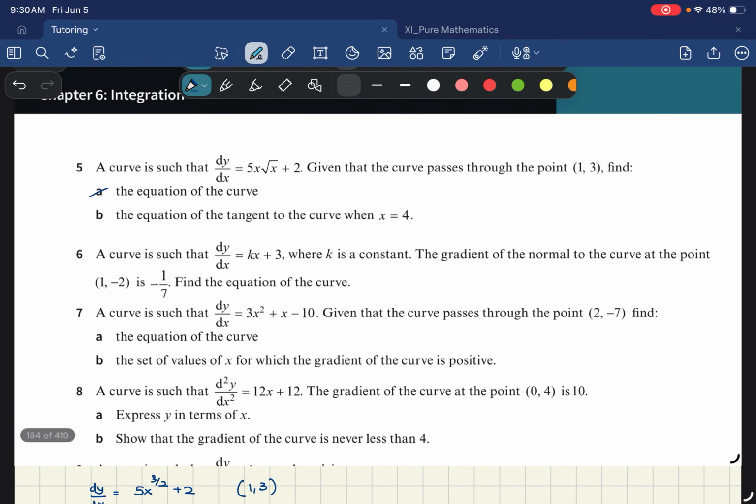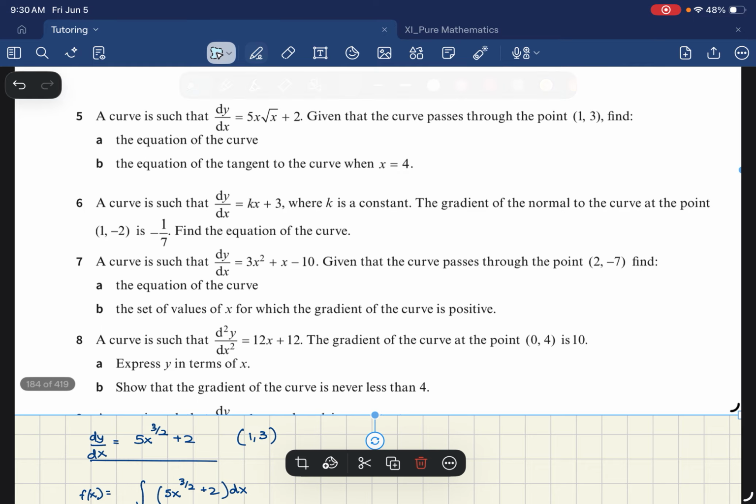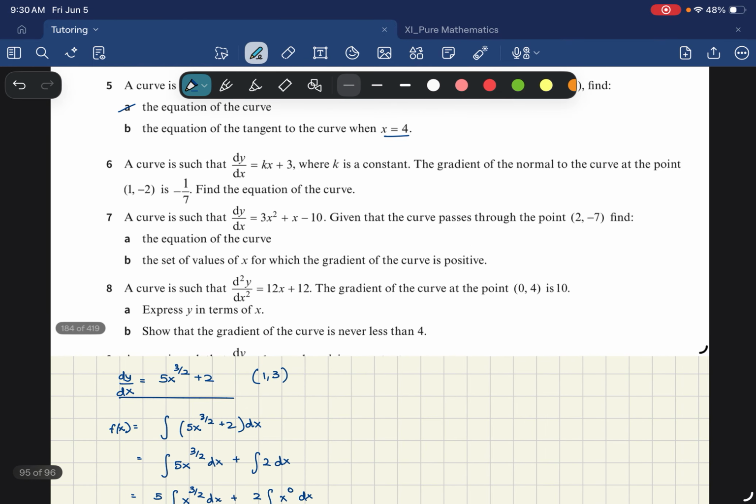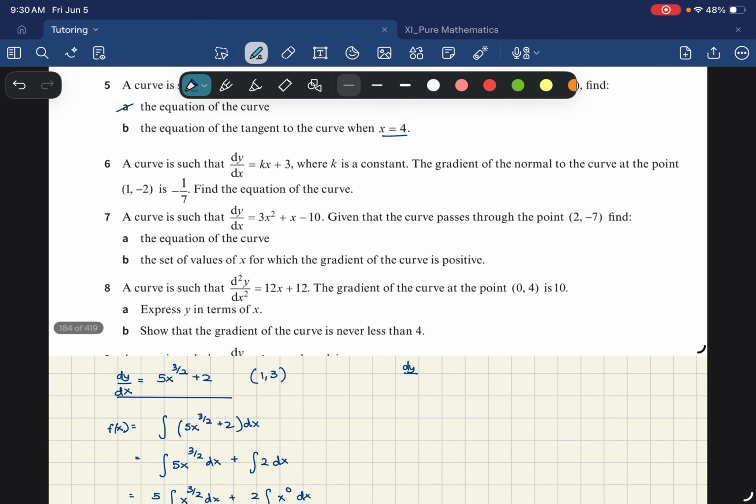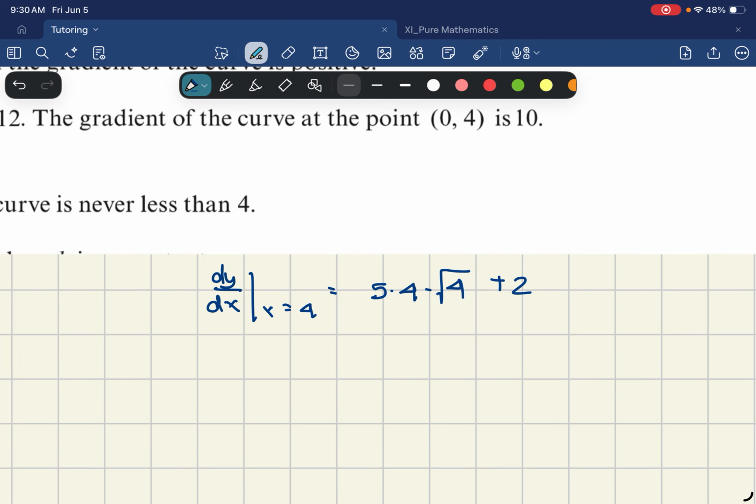And it says the equation of the tangent to the curve when x is equal to 4. All right. So equation of the tangent to the curve. Well, we can find the gradient, right? So we know how to do that. We have discussed it at length. So I'm going to do it very quickly. So just evaluate dy by dx when x is equal to 4. So that is just going to be substituting 4 into this equation. So 5 times 4 times square root of 4 plus 2. And that is going to be 5 4s are 20 times square root of 4 is 2 plus 2. And that is going to give you 42.